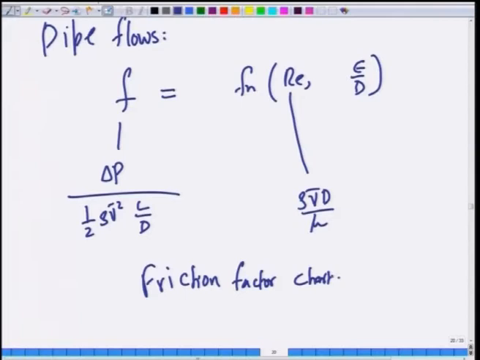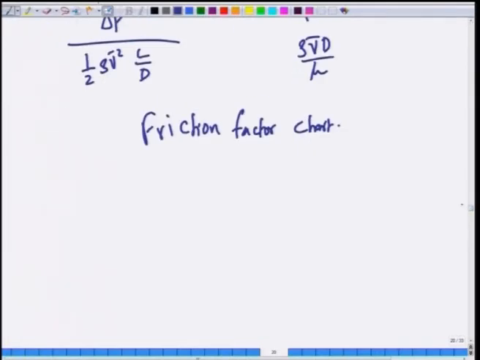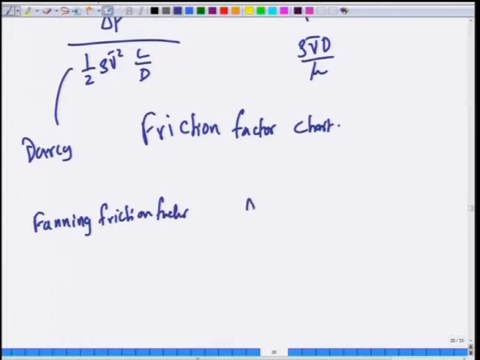Okay. Also, please remember that there are two types of friction factors used. This is called the Darcy friction factor. The other friction factor is called the Fanning friction factor, which will go something like delta P by 2 rho v squared L by d. So, there is a factor of 4 that differs between this friction factor and the other friction factor. So, different textbooks can use different friction factors, but one has to be aware.